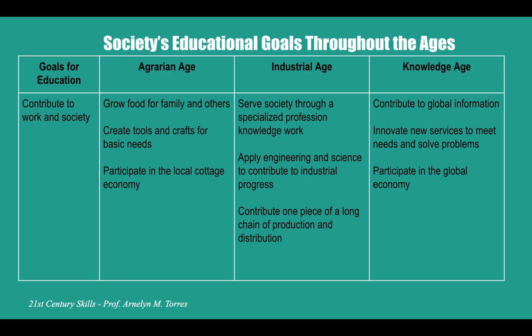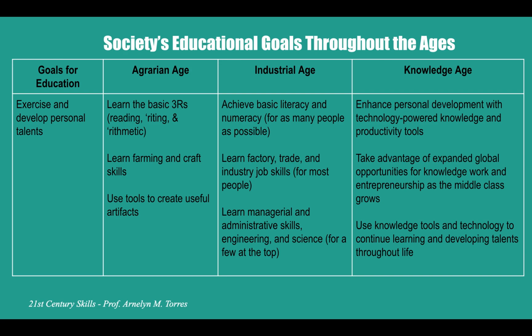Okay, so moving on to the next goal: exercise and develop personal talents. So how do people exercise and develop personal talents during the different ages? In the agrarian age, first is people have to learn the basic 3 R's, known as reading, writing, and arithmetic. My apologies, the spelling is not this, but for a quick recall of the basic 3 R's, they just said writing and arithmetic. So there's a missing W here and a missing A here.